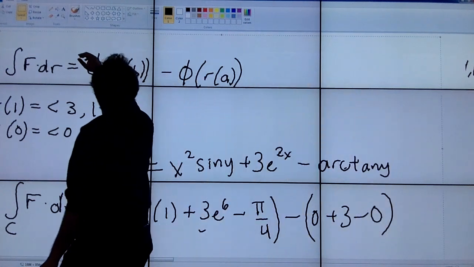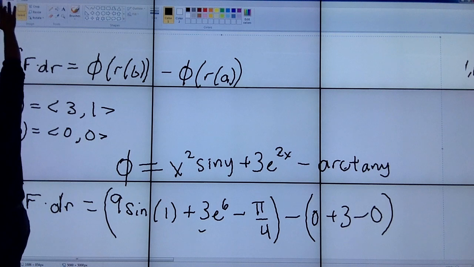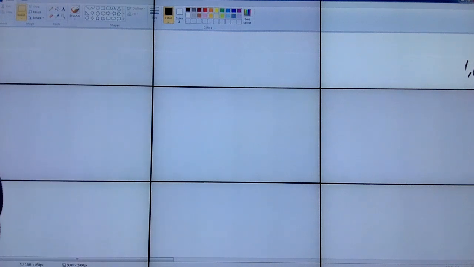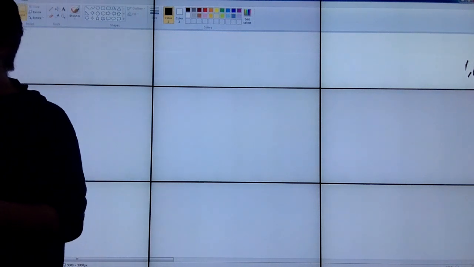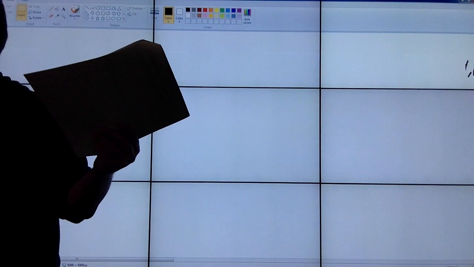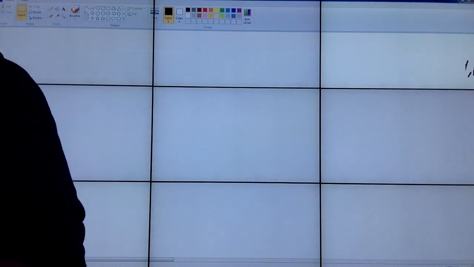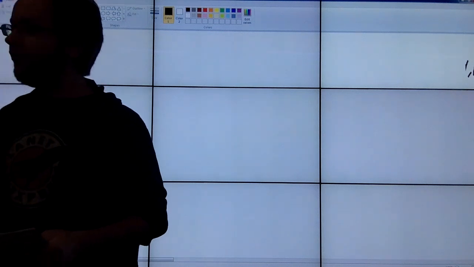Okay. Next page. The next page is really easy because we're using the fact that the vector field we're looking at is conservative. Can you check to see if the vector field is conservative? Take the partial of the first component with respect to y, take the partial of the second component with respect to x, and you'll find that they are indeed equal. So it's conservative. Don't waste your time doing that.